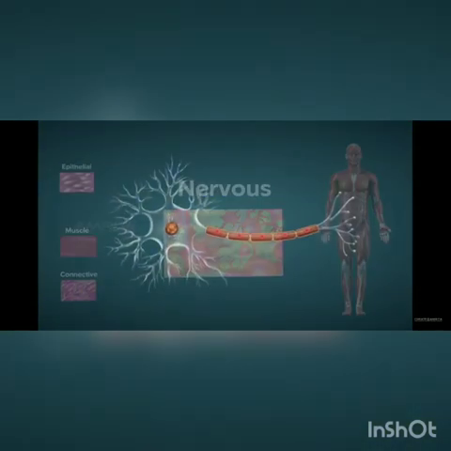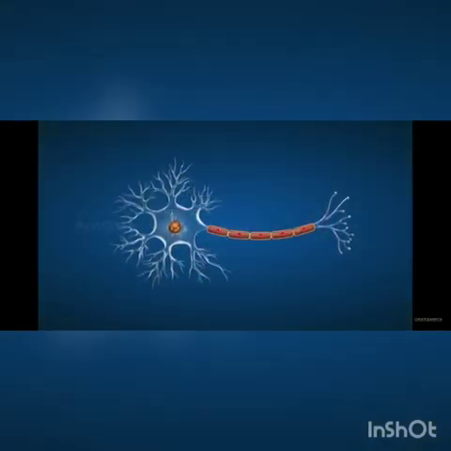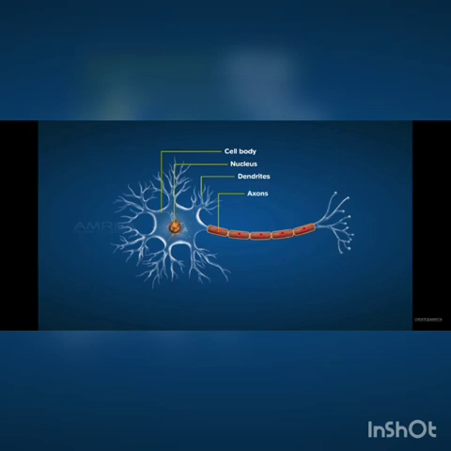The next one is nervous tissue. Nervous tissue is made up of neurons or nerve cells. It has a cell body and a nucleus. It has branched structures, called dendrites, and only one long structure, which we call the axon.